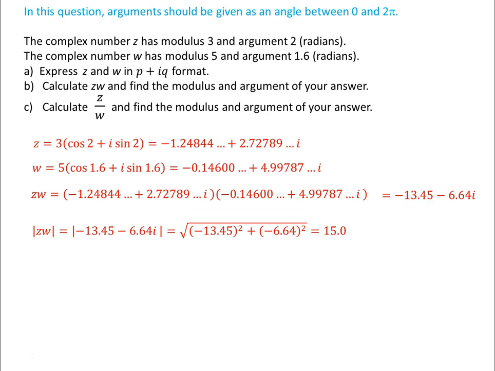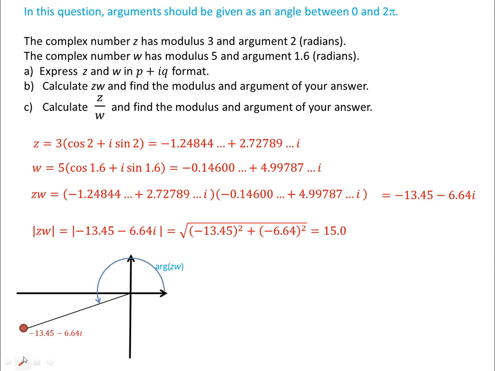So the modulus of z times w is going to be the square root of minus 13.45 squared add minus 6.64 squared, and that gives me 15 for the modulus of z times w. For the argument of z times w, it's well worth your while drawing a diagram again. So there's our diagram showing z times w, that is minus 13.45 minus 6.64 i.